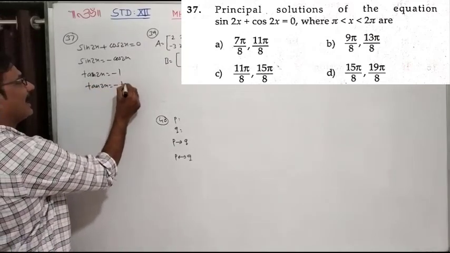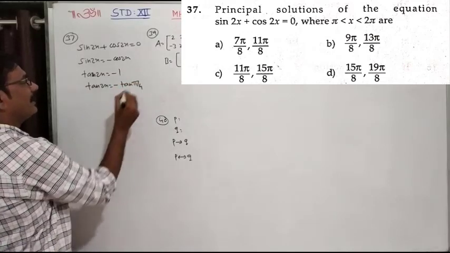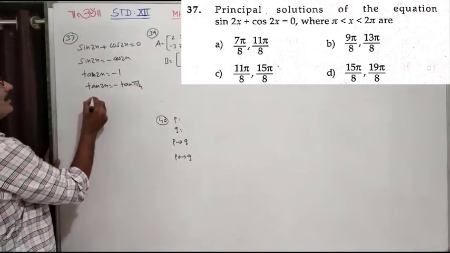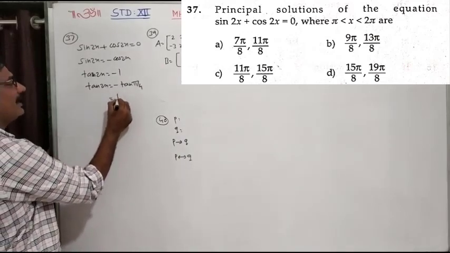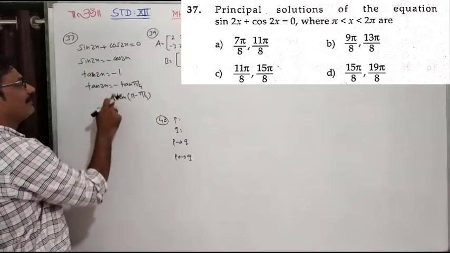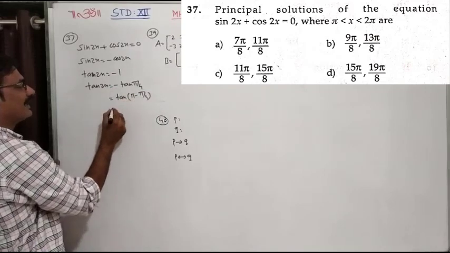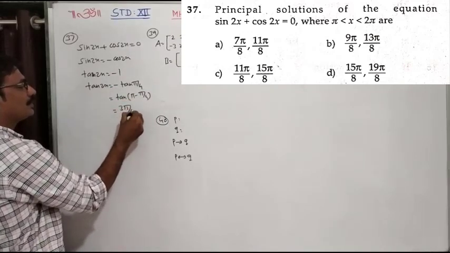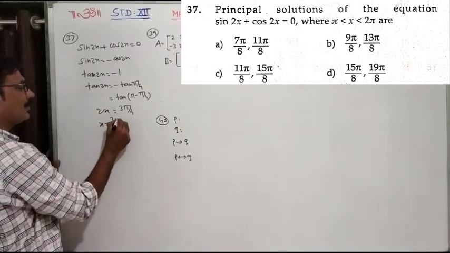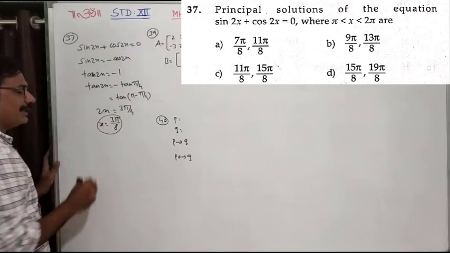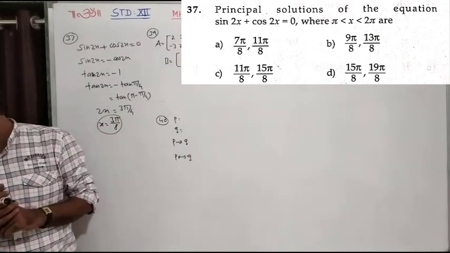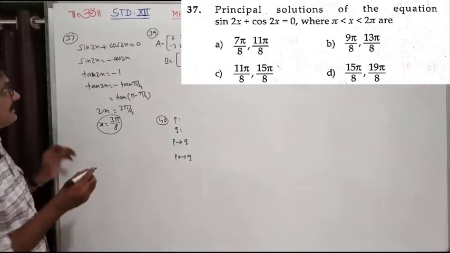You can write it as minus tan pi by 4. Okay, so how do you write this? It is tan of pi minus pi by 4. For tan negative you must go to the second quadrant. So 3 pi by 4 is 2x. So x equal to 3 pi by 8. But your question is that pi less than x less than 2 pi.